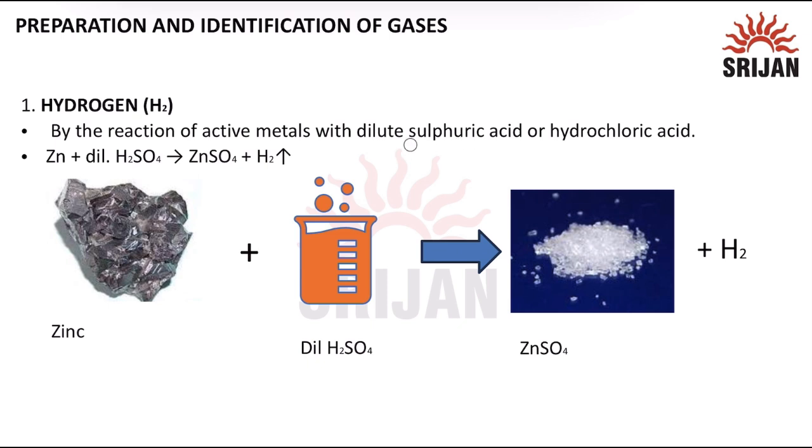Dilute means there is water also present in the sulfuric acid or hydrochloric acid, any one of these two acids. So any active metal, zinc plus dilute sulfuric acid, what happens actually is this sulfate group goes to the zinc, and what remains? Hydrogen. So we get hydrogen. As you can see in the image, the crystals of zinc sulfate will be formed and also hydrogen gas will be released.